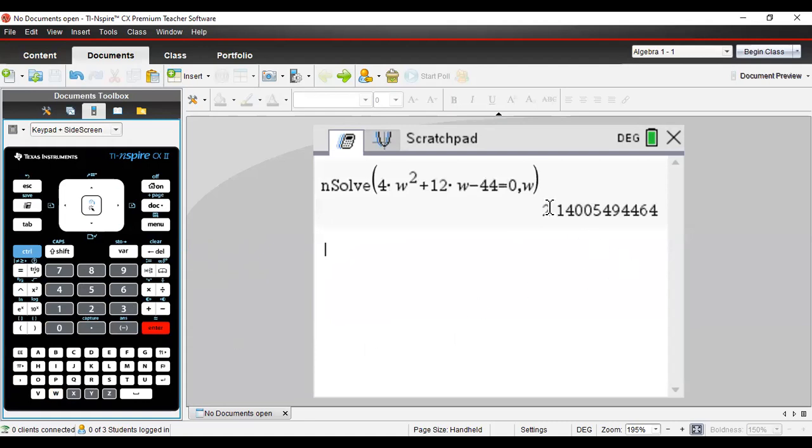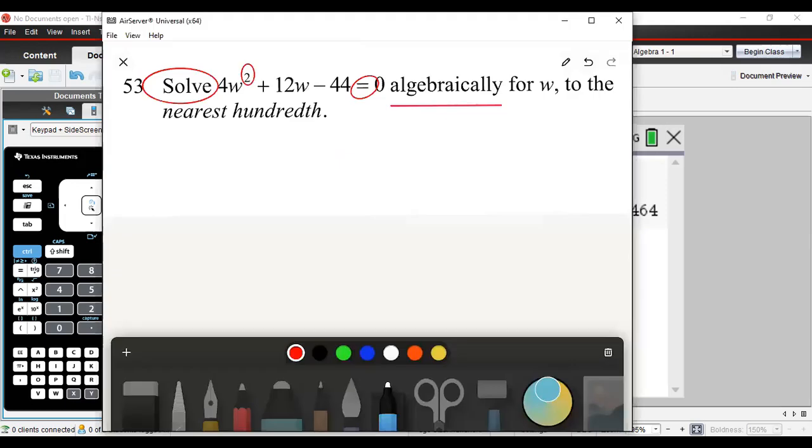Boom, that's one of the answers. We need to round it to the hundredths place. That's the 4. If you look to the right, that's a 0, which is less than 5. So we're just going to write this as 2.14. So one of the zeros, one of the roots, is going to be 2.14. And now I need to find the other one.